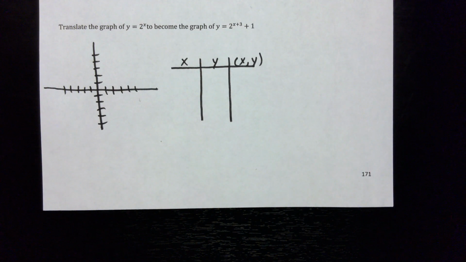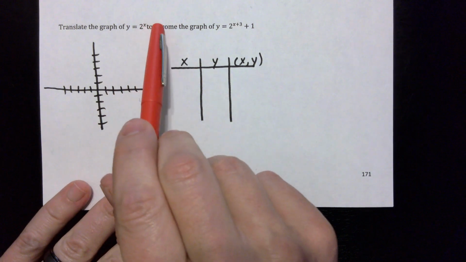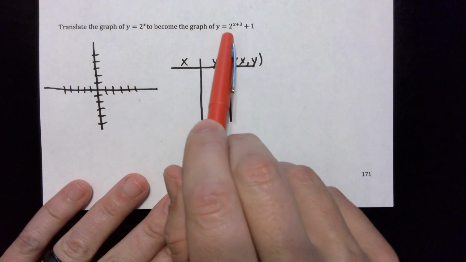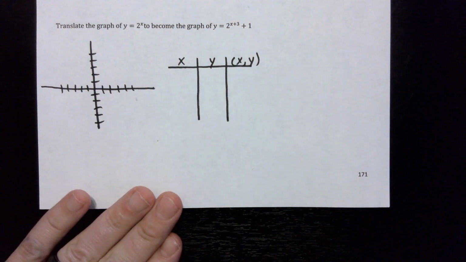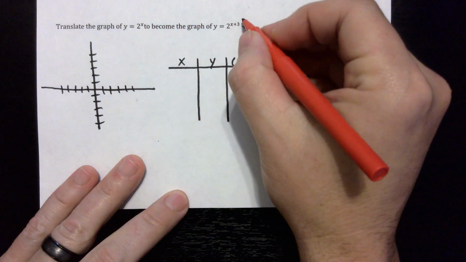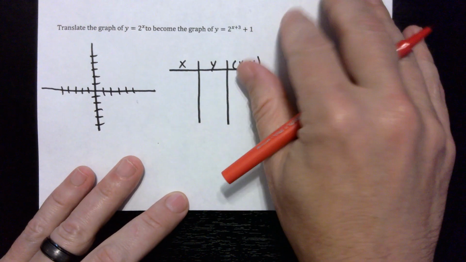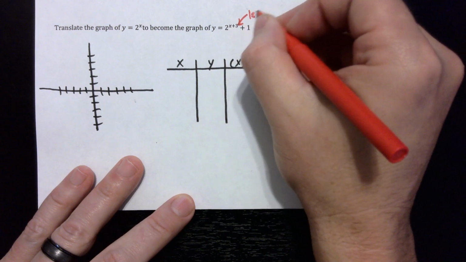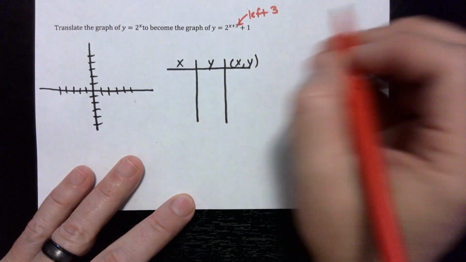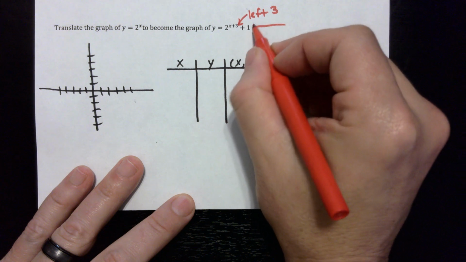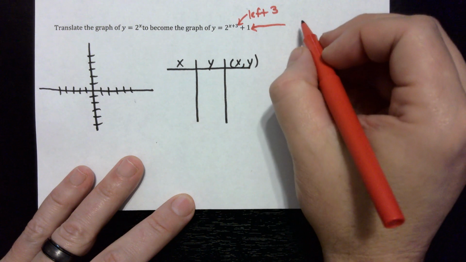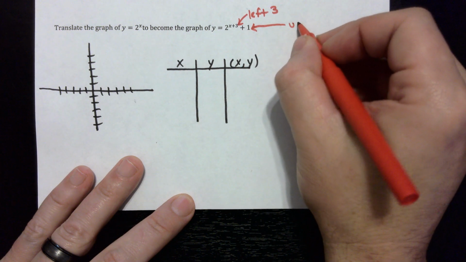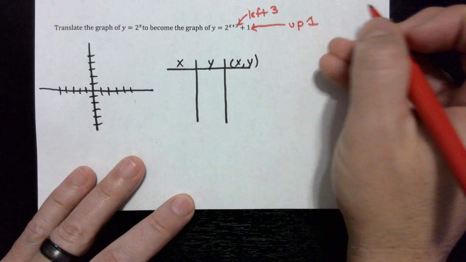So let's first take a look at what we've got here. y is equal to 2 to the x has become y is equal to 2 to the x plus 3, and then plus 1. This 3 right here is with the x, so that's left and right and opposite of the sign. So this is going to go left 3. This 1 is outside, so it's going to go up and down, same as the sign. So that one's going to go up by 1.